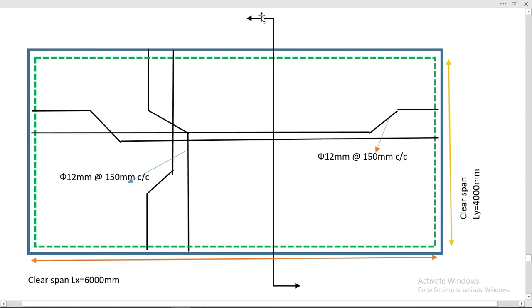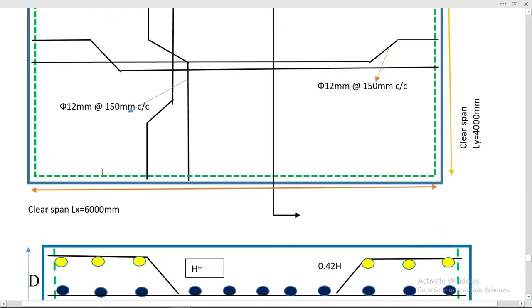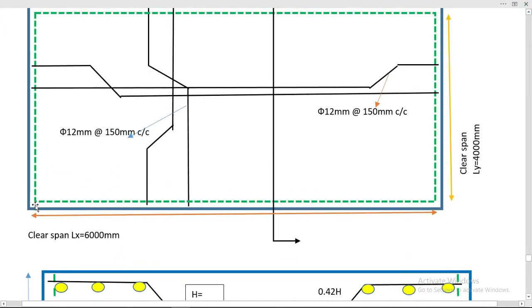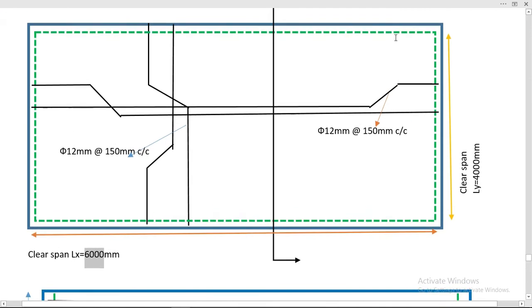So here we cut the section. I will show you the section here. Bear in mind that this is the clear span. The longer clear span is 6000 millimeter and the shorter clear span is 4000 millimeter. Concrete cover is not included in it; it's the clear span on the inner side.